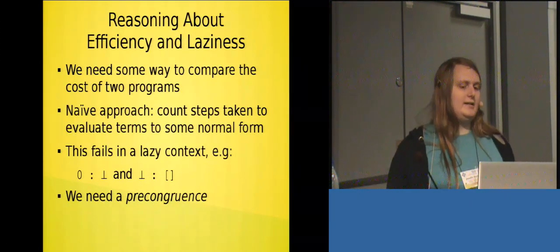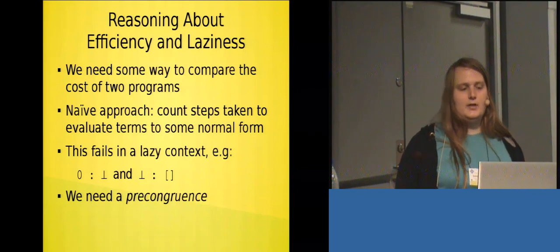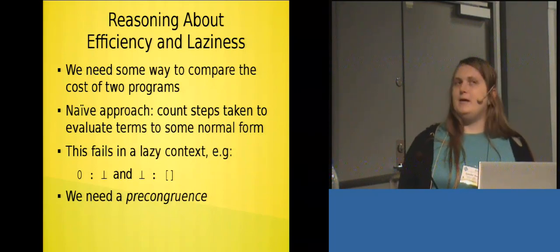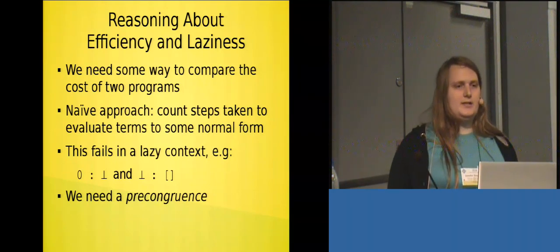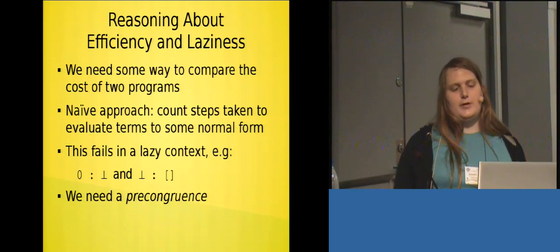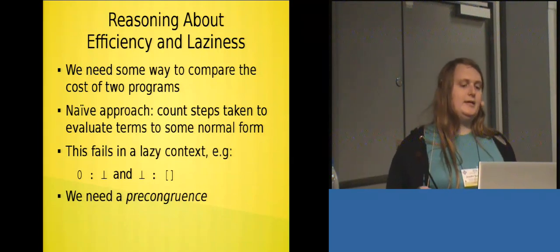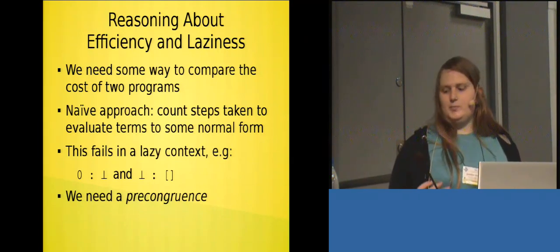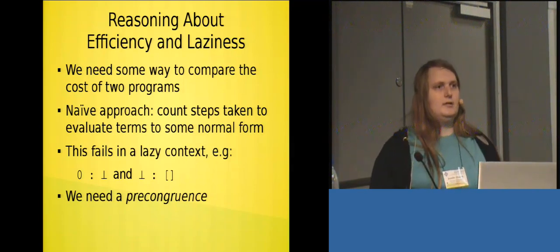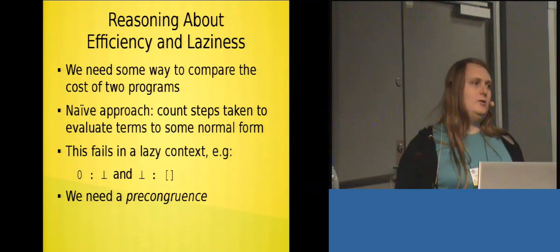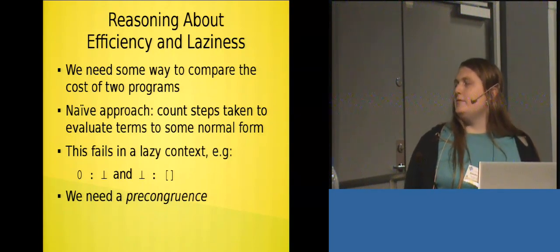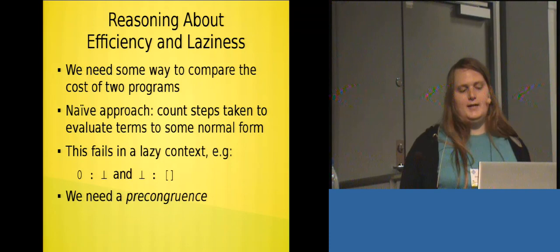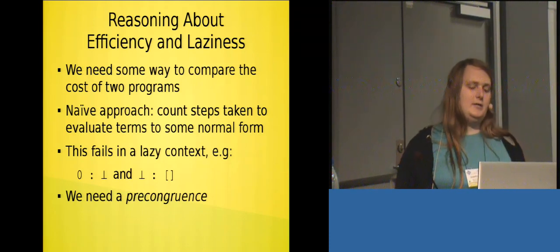Right, so that's all very well and good for correctness, but where does it leave improvement? So we want some way to compare the cost of two programs. Like I said, this is difficult, especially for lazy languages. The naive approach would be to count steps you take to evaluate to some normal form, so maybe the weak-head normal form or a beta normal form or something like that. But this doesn't really work. I mean, if you consider the two terms there, they're both already in a weak-head normal form.